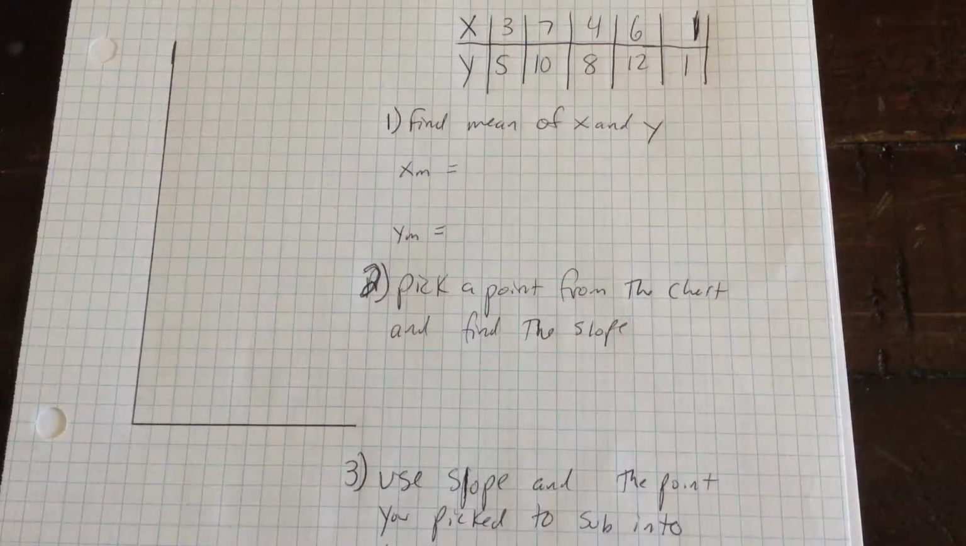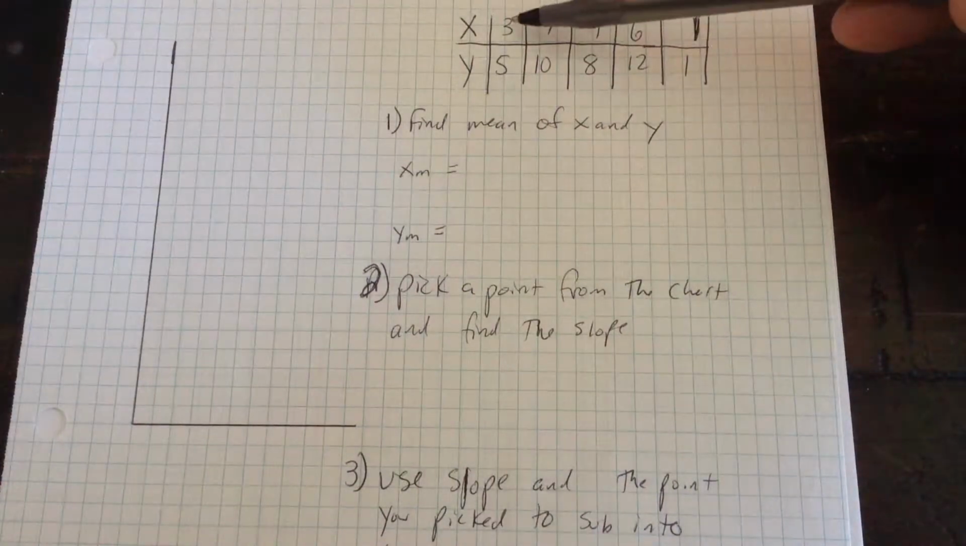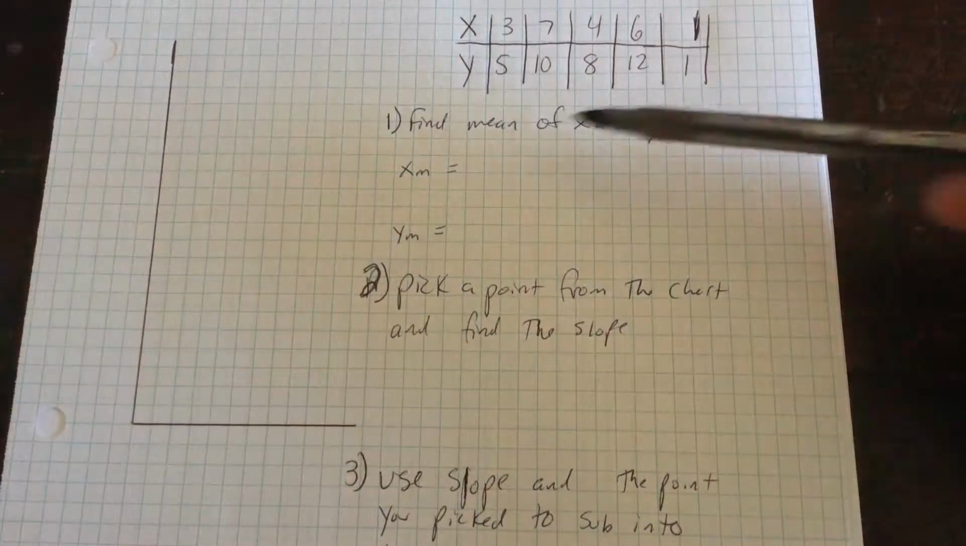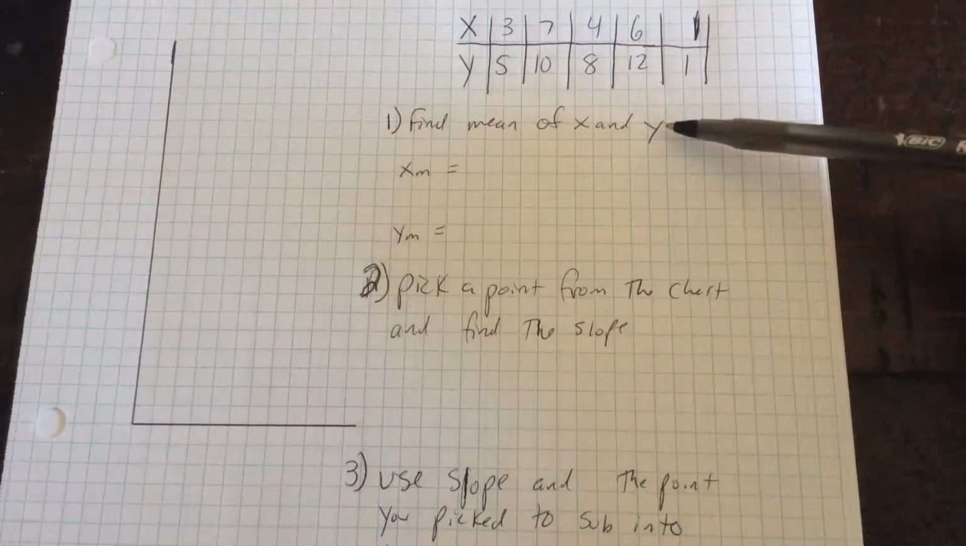Okay, in this example, I'm going to be finding the line of best fit. You're always going to start out with a chart, so you'll have your x values and your y values. Your first step is always to find the mean of the x and the mean of the y values.